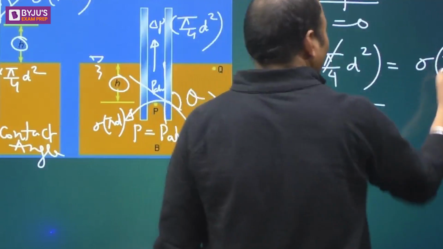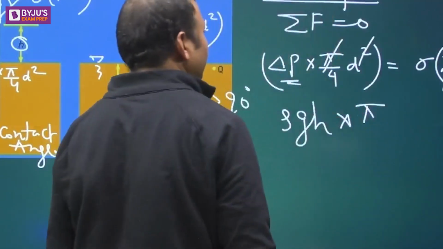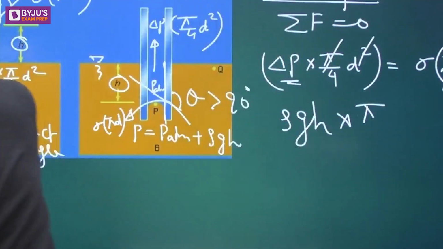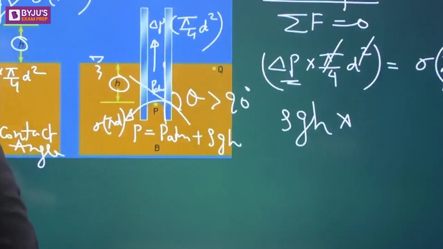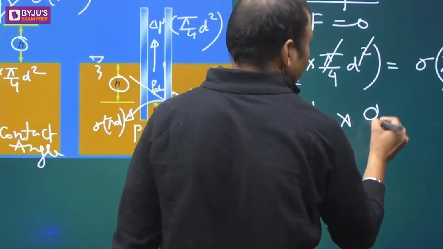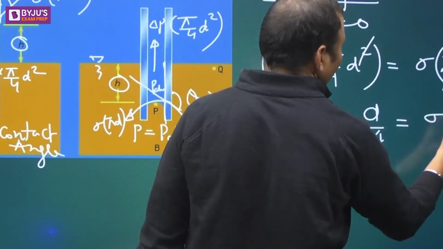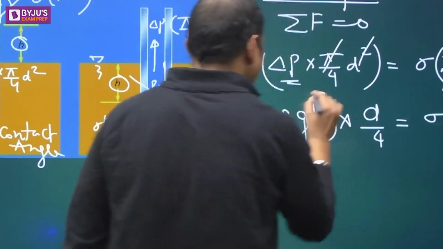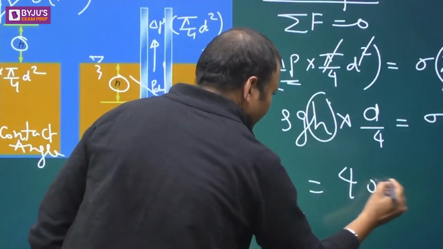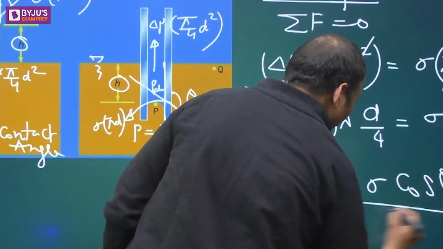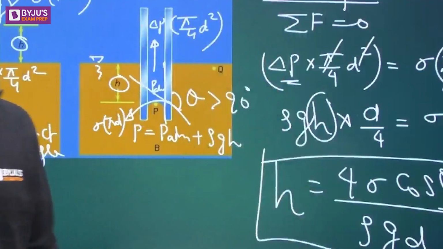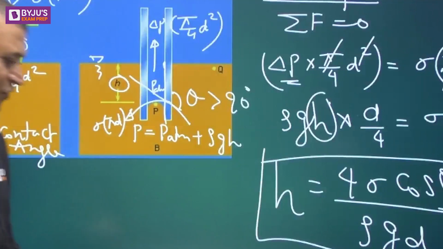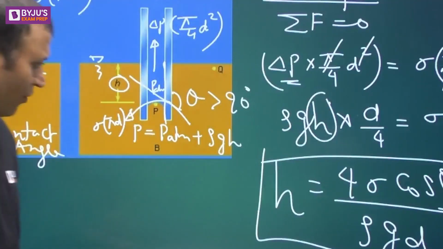So this pi cancels with pi, and d cancels with this d. So rho GH into d by 4 is equal to sigma into cos theta. So we can find out H. H will be equal to 4 sigma cos theta upon rho into G into D. That will be the rise or fall of the liquid in a tube kept in it. All right.